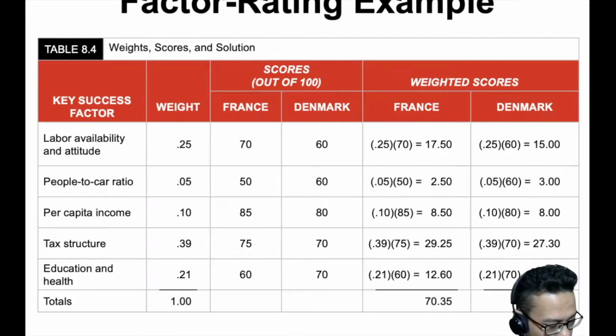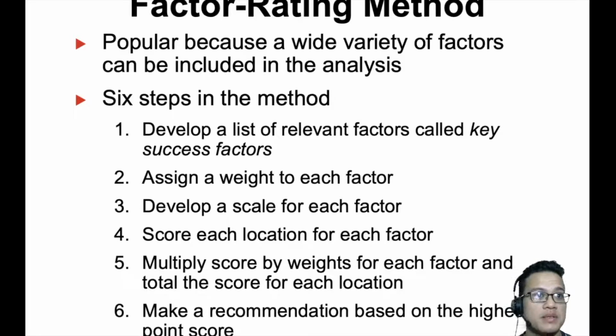Five Flags over Florida, a US chain of 10 family-oriented theme parks, has decided to expand overseas by opening its first park in Europe. It wished to select the best location between France and Denmark. There are six steps here. First, develop a list of relevant factors, called the key success factors. Assign a weight to each factor and then develop a scale for each factor. Next, score each location for each factor. Then multiply score by weight for each factor, total the score for each location, and make a recommendation based on the highest point score.